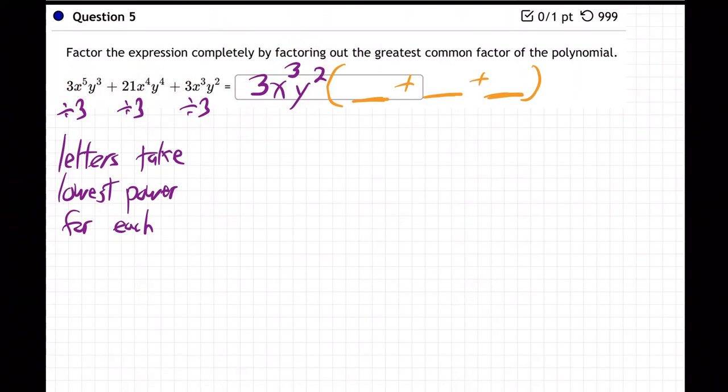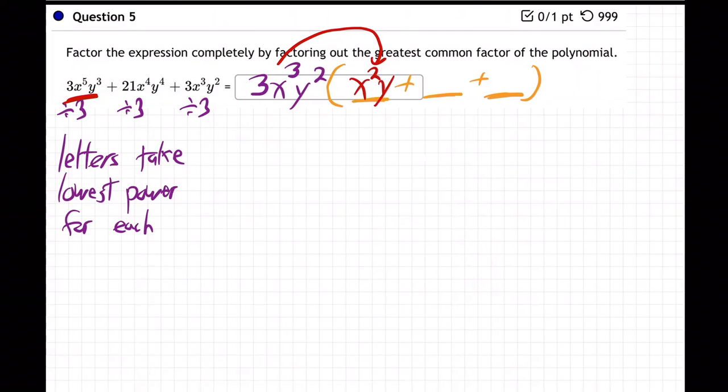Okay, now let's go step by step. This times what would go back to the first term. We basically just think of distribution backwards. That's what factoring is. It's unmultiplying. We just say, okay, what would work? 3x cubed y squared times what would go back to 3x to the 5th y cubed? Well, remember, out front numbers multiply, powers add. Out front numbers multiply, powers add. So this is going to be x squared y.